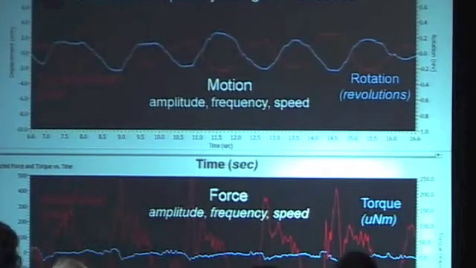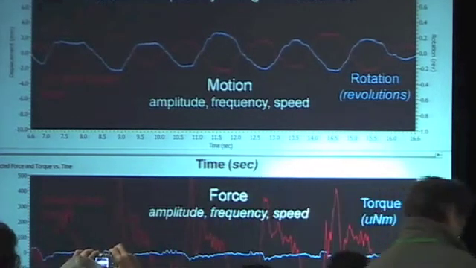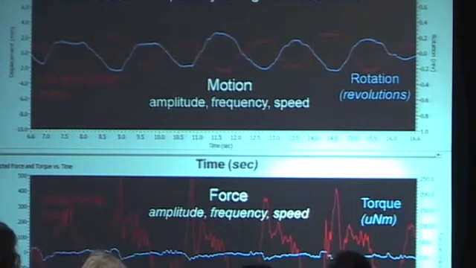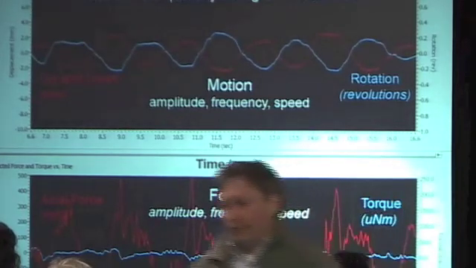So what can we quantify using the Acusensor? Well, we can quantify motion, and that's the top plot across there, and we can quantify force. This is an actual readout of a needling episode. And of course, motion and force can be broken into amplitude, frequency, and speed.